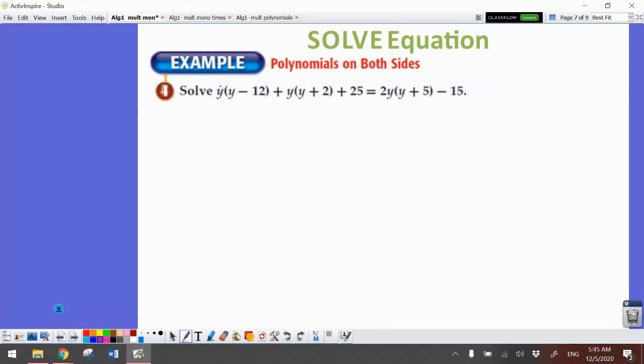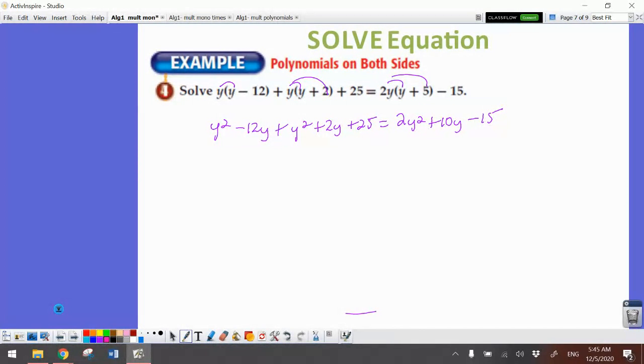All right, so let's distribute. That's a y squared and a negative 12y. And then I have another y squared and a 2y. And then I have my 25. So on the other side, I have a 2y squared plus 10y minus 15.